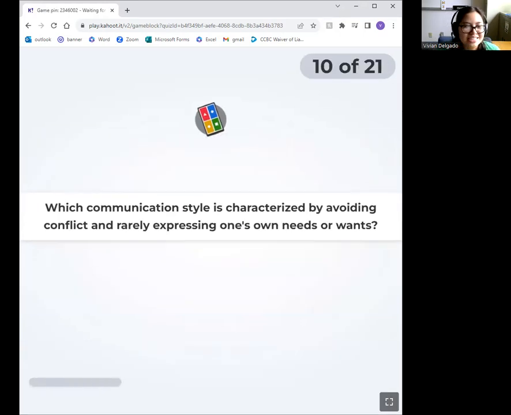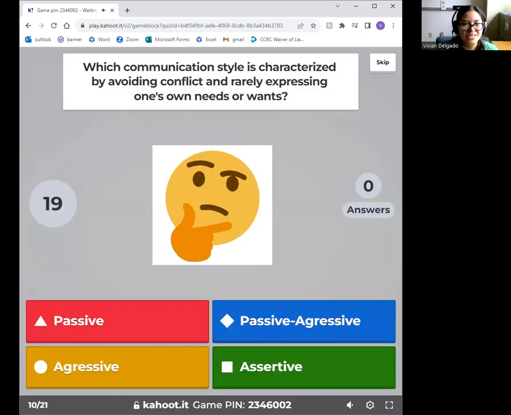Our next question. Which communication style is characterized by avoiding conflict and rarely expressing one's own needs or wants?